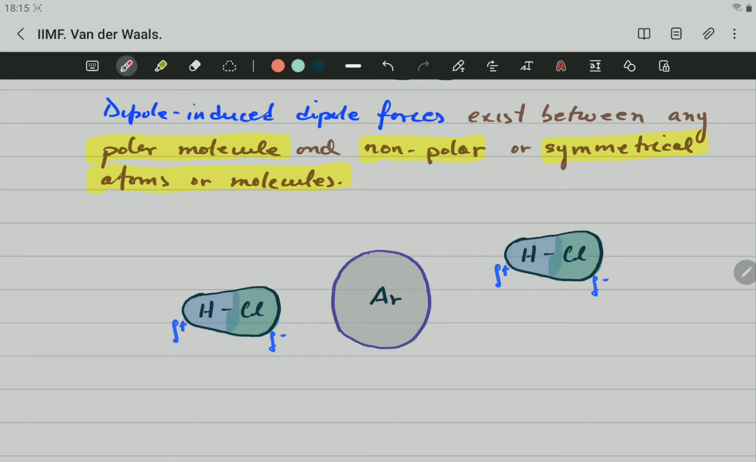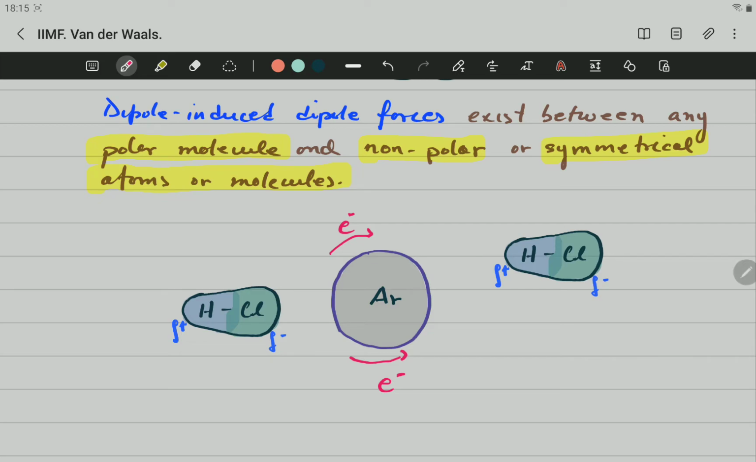Now, when argon is in contact with hydrogen chloride, for example, this negative side here will repel the electrons of argon, and the electrons of argon will be shifted in that direction because they are repelled by the negative side of that molecule. And the other way around, the positive side of the hydrogen chloride will attract the electrons of argon, and then argon will become temporarily a polar atom.